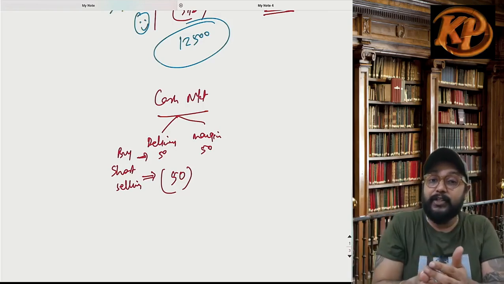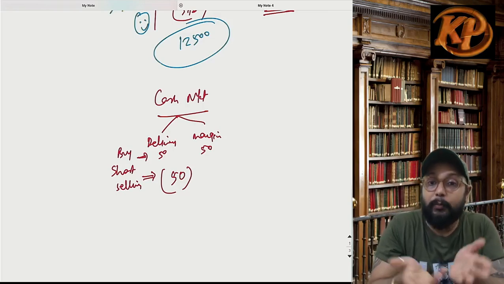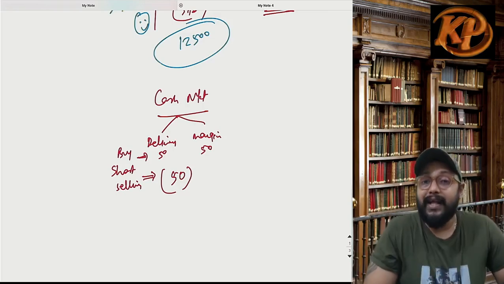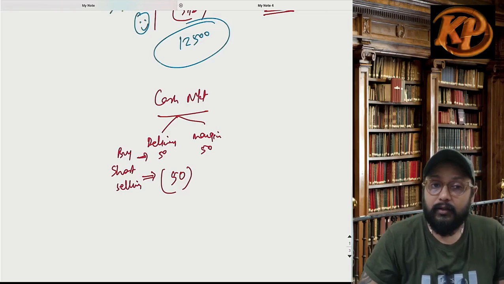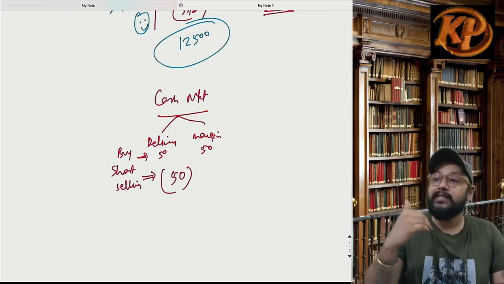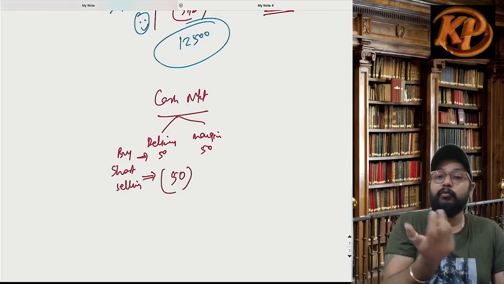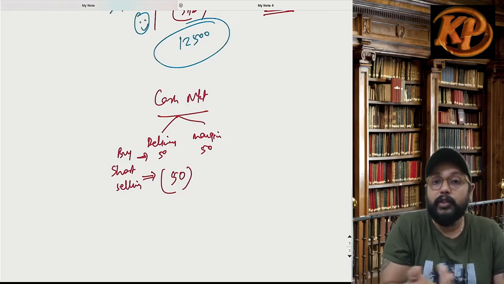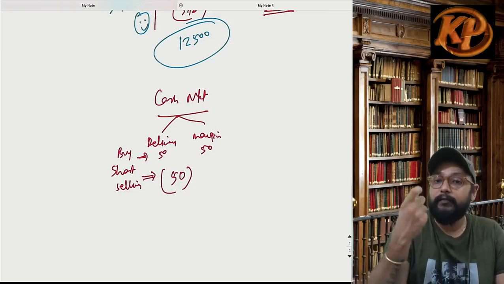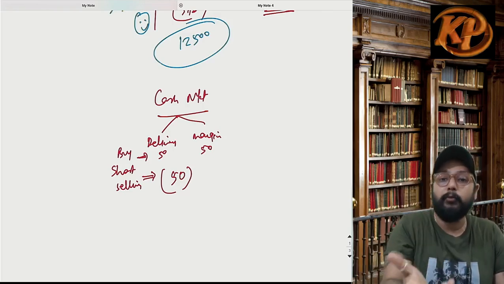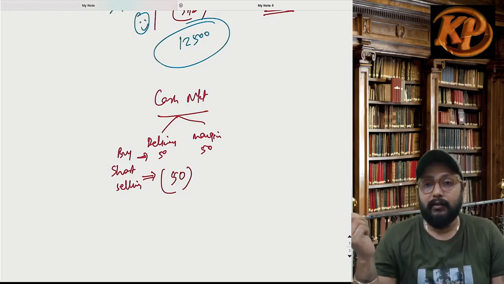If I have 50 shares of Reliance, I can probably sell. No, but if I don't have, how do I sell? So short selling is not allowed. Short sell means I try to sell something which I am short of. I don't have it. You say, no, I'm short of money today. Every terminology has been derived from some logical understanding.